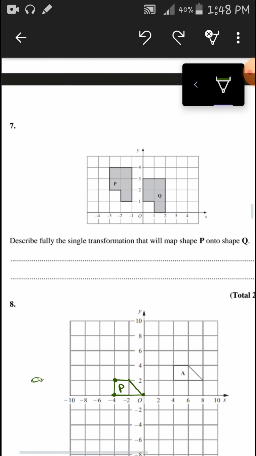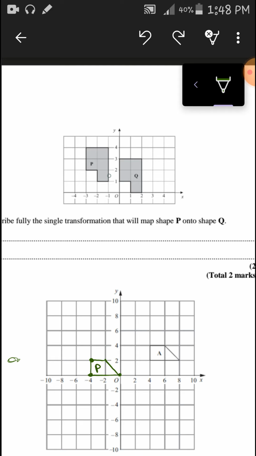In this example, describe fully the transformation. It will be P onto Q, translated by the vector 1, 2, 3, so 3 to the right and 1 down, (3, -1).